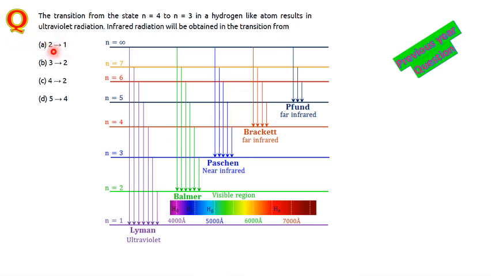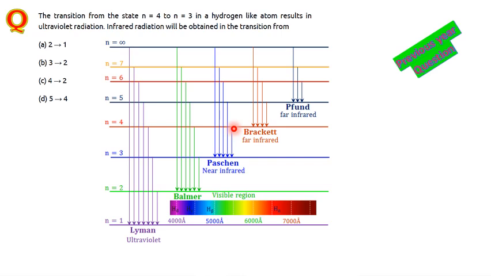You just see 2 to 1. From 2 to 1, this is the ultraviolet region, but they are asking about infrared. Next one is 3 to 2. This is the visible region. You can see this one: 2 to 1, then 3 to 2, which is the visible region.